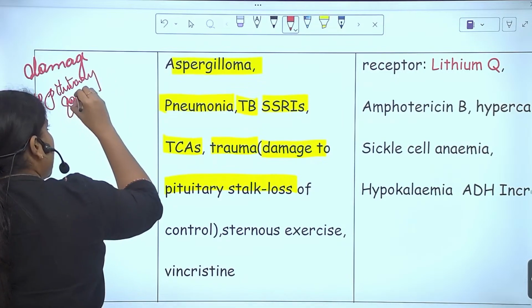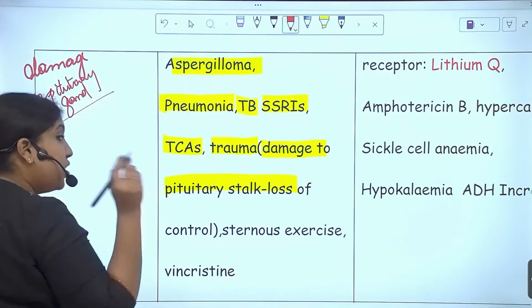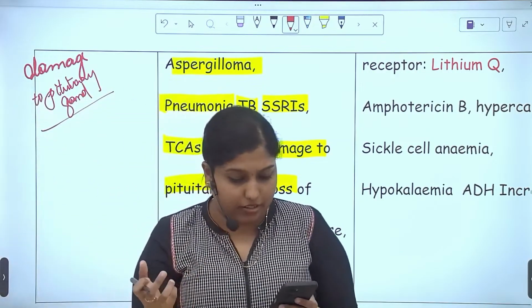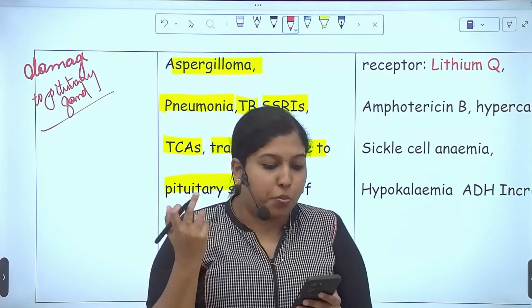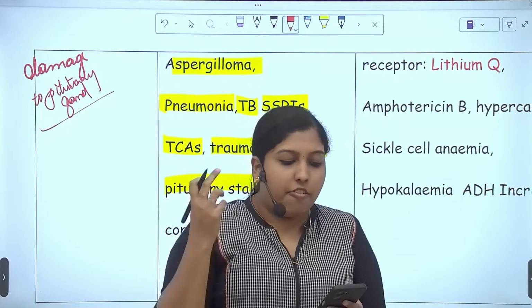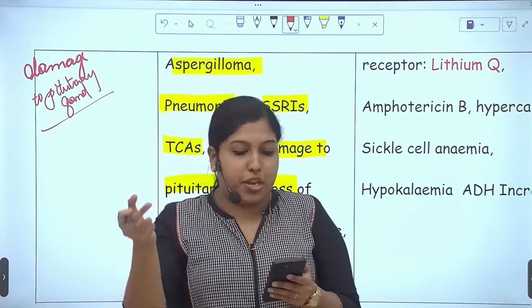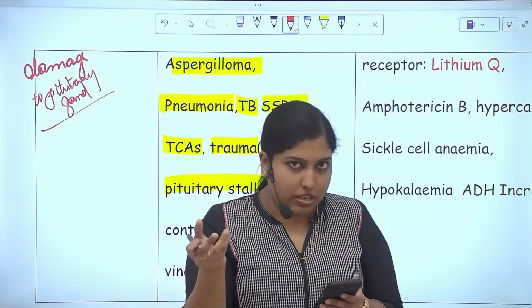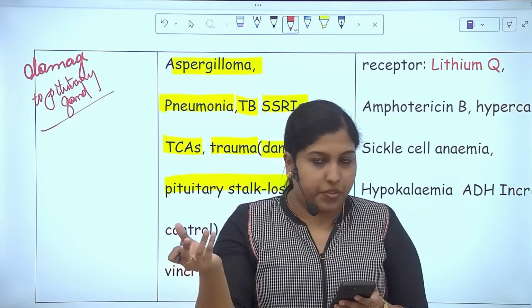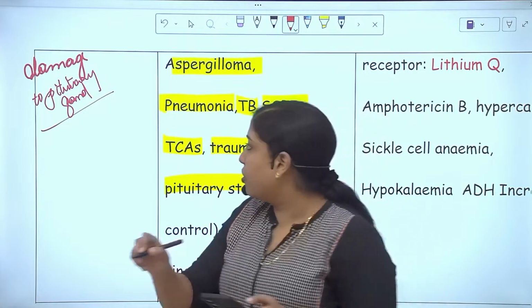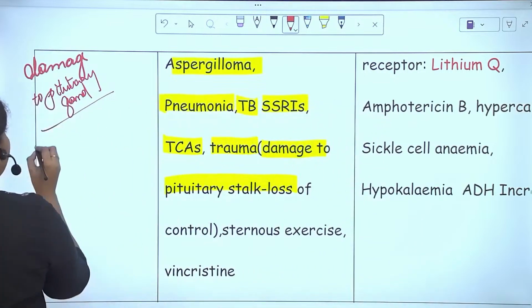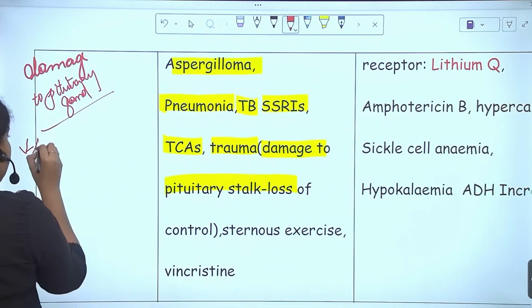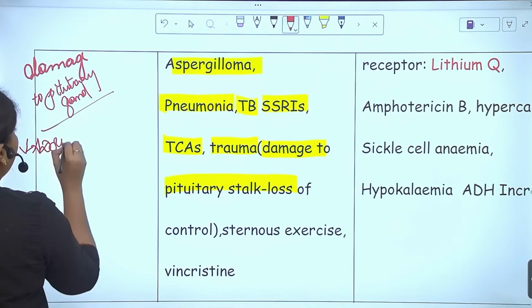What is the finding? Now tell me, when there is a direct damage to the pituitary gland, what will be the finding? I want you people to answer in the chat box. When there is a direct damage to the pituitary gland, you will notice that the patient will have a decrease in ADH.